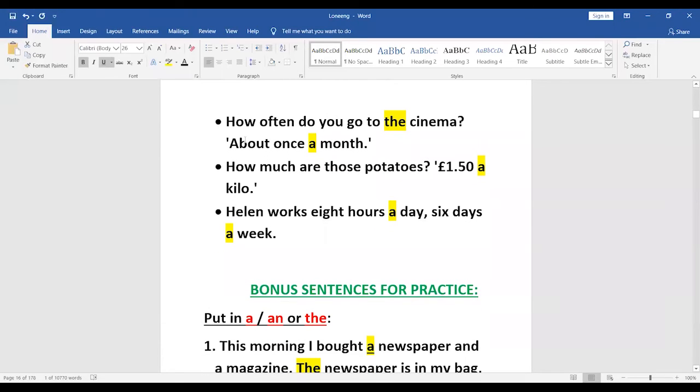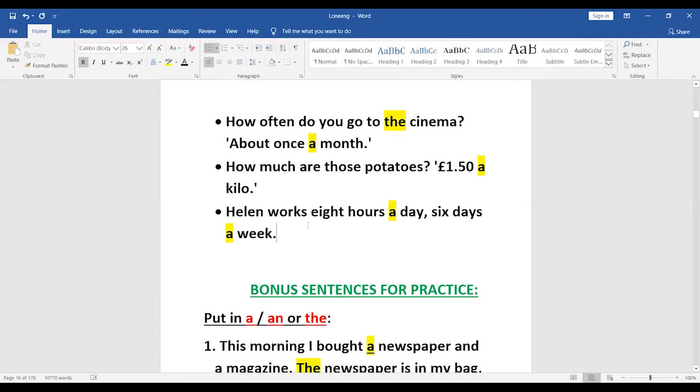Rupees is much cheaper. So if you want to say, how often do you go to the cinema? The cinema, I'm being very specific. And the person who's responding is saying, but once a month. And how much are those potatoes? Okay, then you're saying like, £1.50 a kilo. So that's quite cheap there. But when you try to convert it to Indian money, it's a lot.